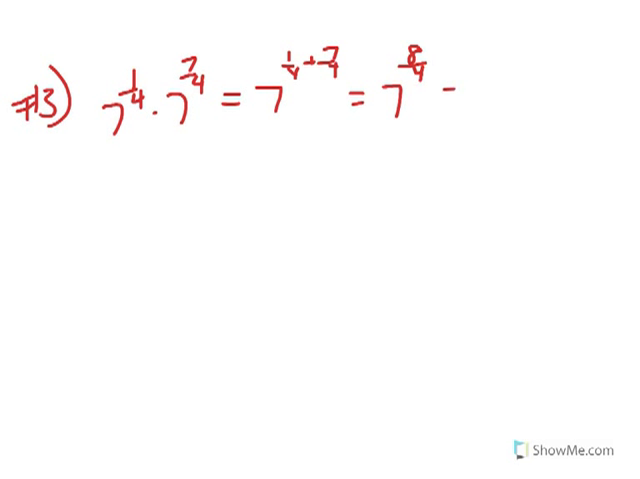Example 3. 7 to the 1/4 times 7 to the 7/4. This would be the product property. When you're multiplying two things that have the same base, 7 is our base, simply take the exponents and you add them together. Our exponents are fractions, and they have common denominators, so you just add the numerators. 7 plus 1 is 8. Denominator stays the same. 8 divided by 4 is 2, so this reduces. What is 7 squared? That means 7 times 7, which is 49.